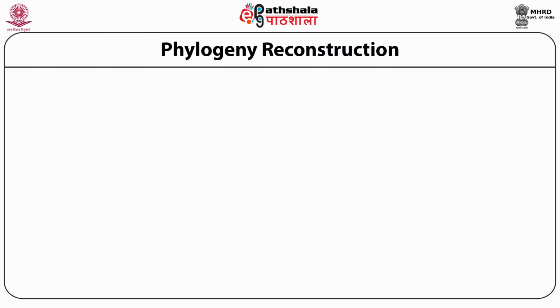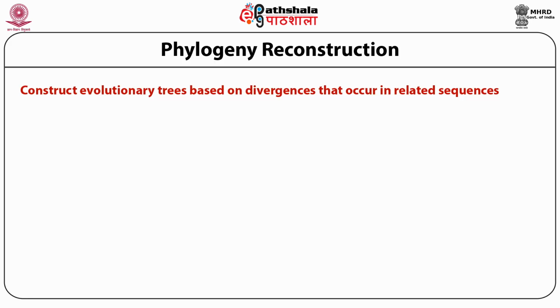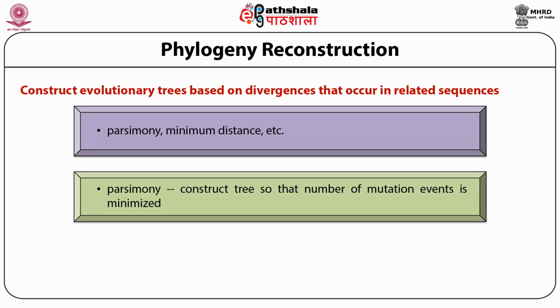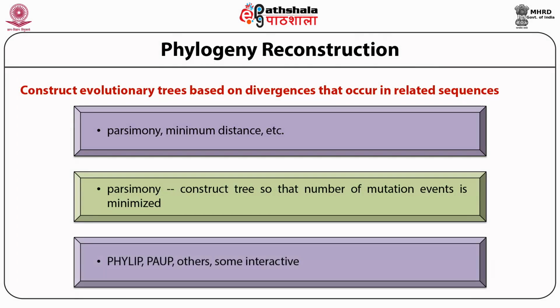In slide number 27, we discuss phylogeny reconstruction, which constructs evolutionary trees based on the divergence that occurs in related sequences. It is based on parsimony, or maximum parsimony, or minimum distance. The parsimony method constructs the tree so that the number of mutation events is minimized. The other tools are like PHYLIP, PAUP, and others, and some interactive tools. So these tools are used for the construction of phylogenetic trees and to discuss evolutionary information.